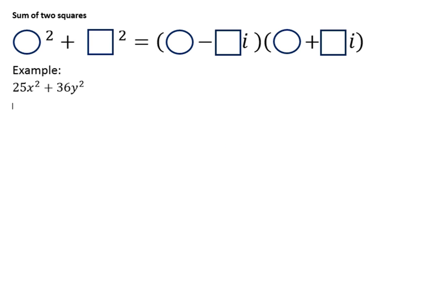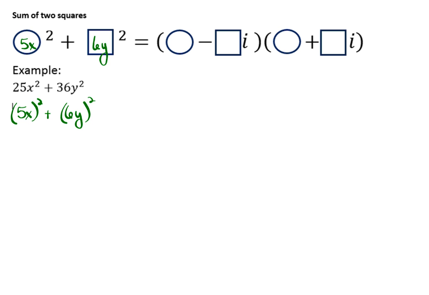Now, the sum of two squares. Again, it looks an awful lot like the difference of two squares, but what we have is a plus sign here, but I still get a minus and a plus there. I still get a conjugate pair. So I'm going to look at my 25x squared, and that's really 5x squared plus 6y squared. I'm going to put those in my circles and boxes. This is 5x and 6y. So that's really what I'm factoring.